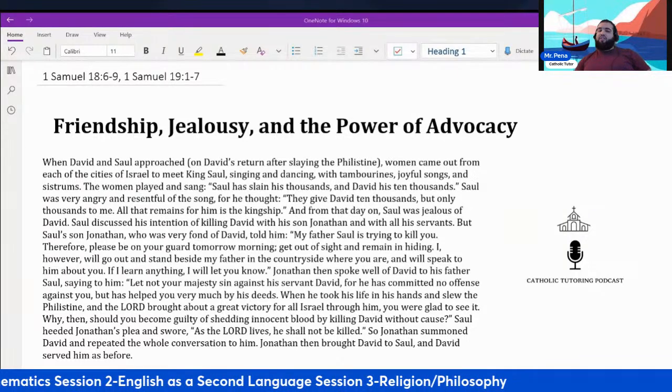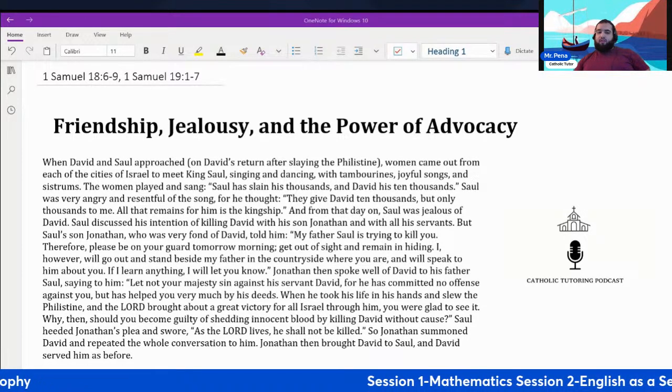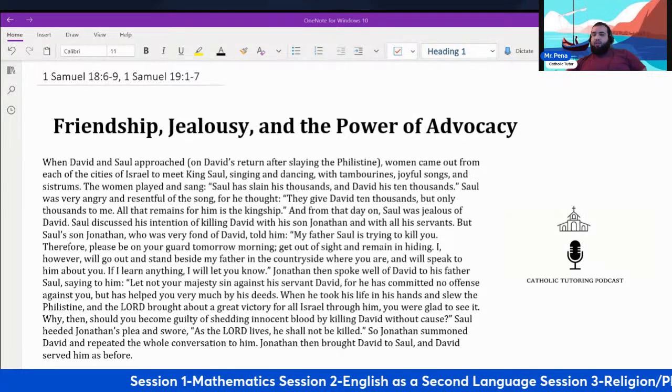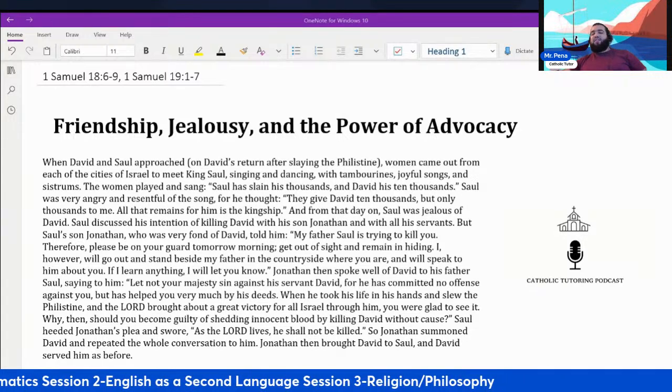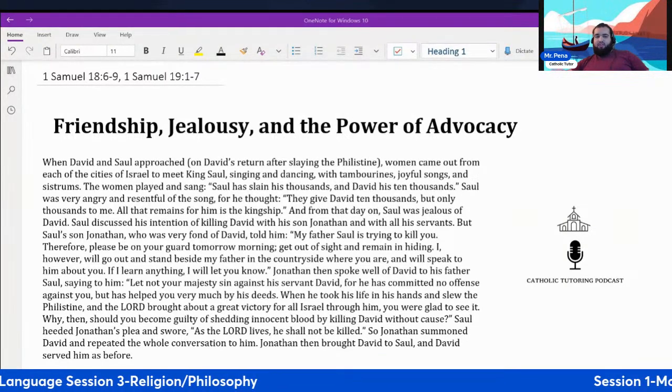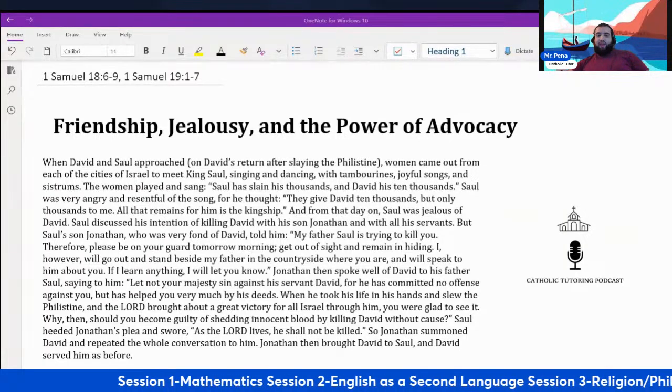Saul's jealousy doesn't remain hidden. He openly discusses his intention to kill David with his son Jonathan and his servants. But here we see the beauty of true friendship and loyalty. Jonathan, recognizing the goodness in David and the harmlessness of his intentions, takes a stand against his own father. He warns David of the danger and promises to intervene on his behalf.